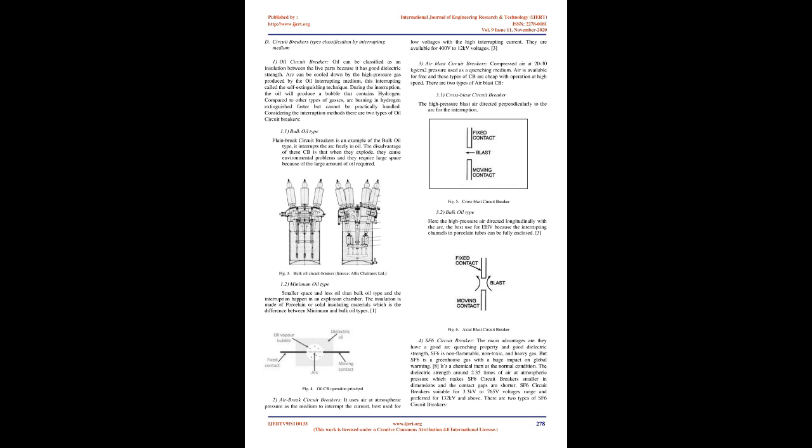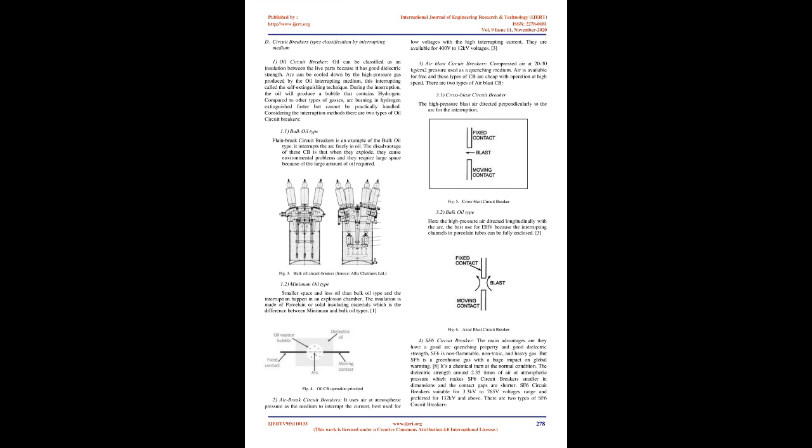Considering the interruption methods, there are two types of oil circuit breakers. 1.1. Bulk oil type. Plain break circuit breakers are an example of the bulk oil type. It interrupts the arc freely in oil. The disadvantage of these CBs is that when they explode, they cause environmental problems, and they require large space because of the large amount of oil required. Fig. 3. Bulk oil circuit breaker. Source: Allis Chalmers Limited.